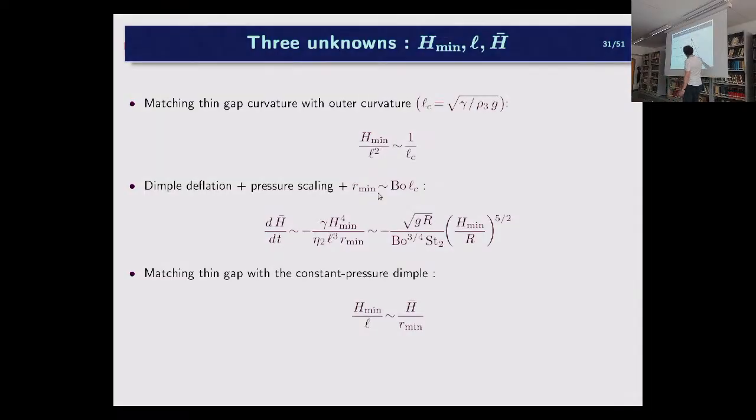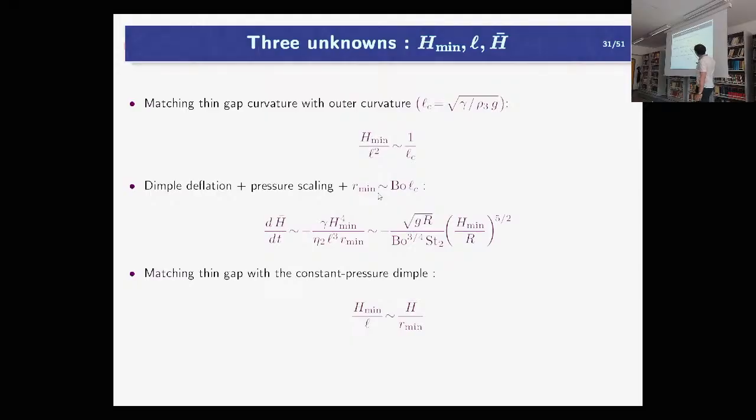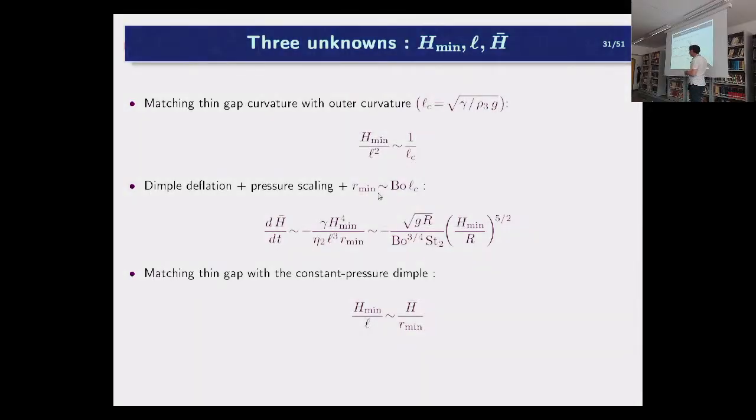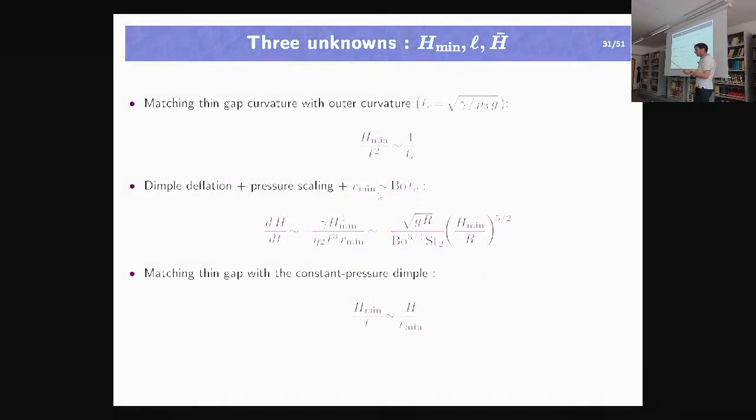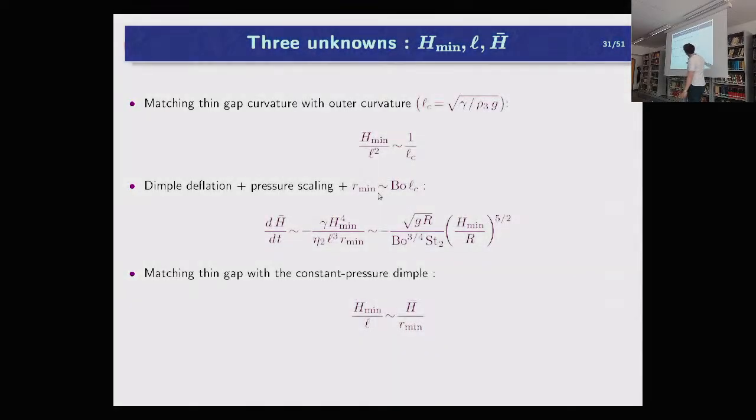So this is matching the curvature of the thin region with the outer curvature. Here I suppose that the drop is large, such that the curvature of the equator of the drop is 1 over the capillary length. And here I use the lubrication equation, and I can relate the thinning of the dimple with the minimum height, the Bond number, Stokes number, etc. And the final scaling is what I said just before, a matching of the slope with the slope of the parabola underneath the drop.